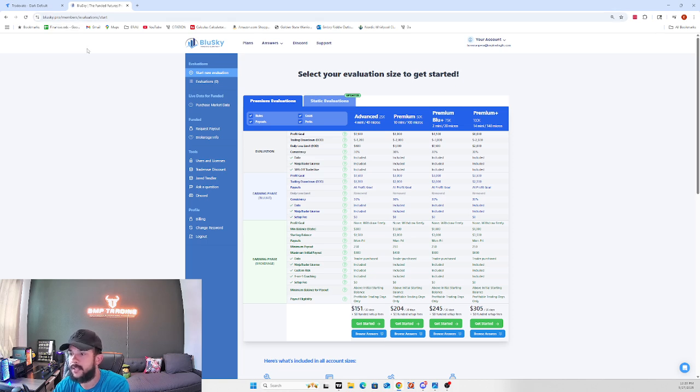There's very many different accounts. As you see here, even on the screen, there's 4 different account types, different sizing, different profit goals, and different daily loss limits. And then you have consistency as well.